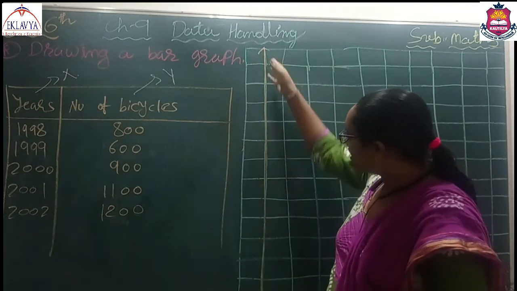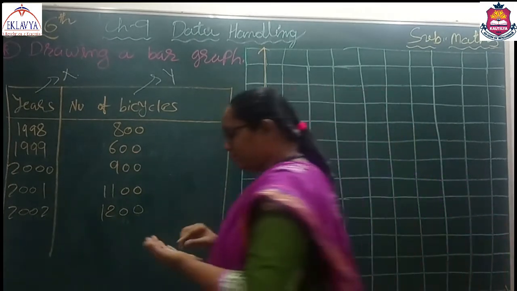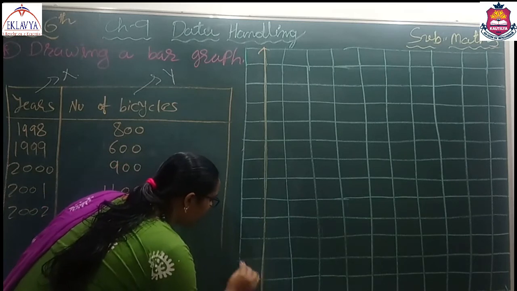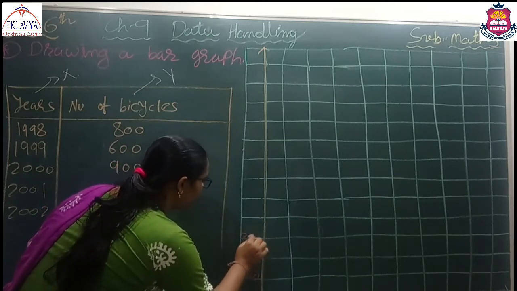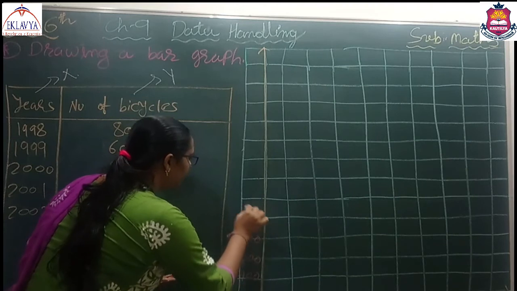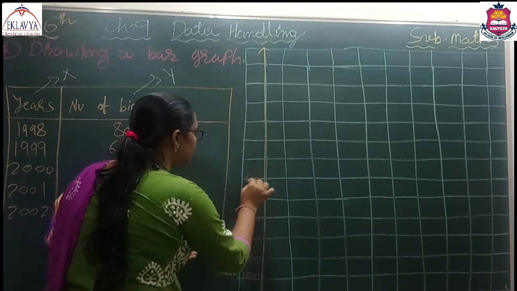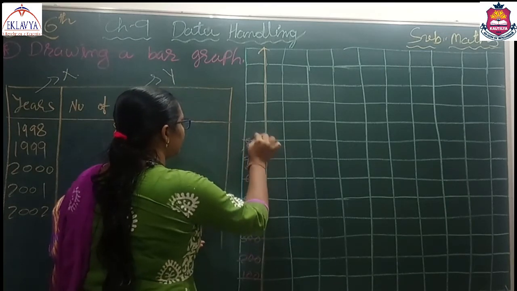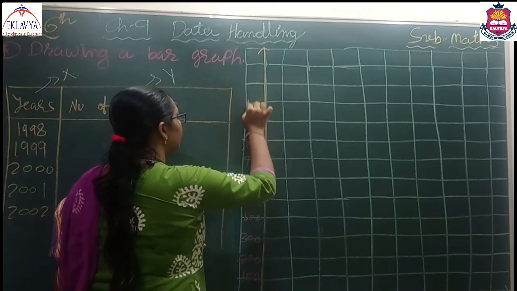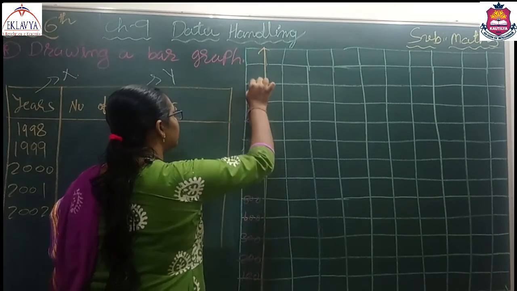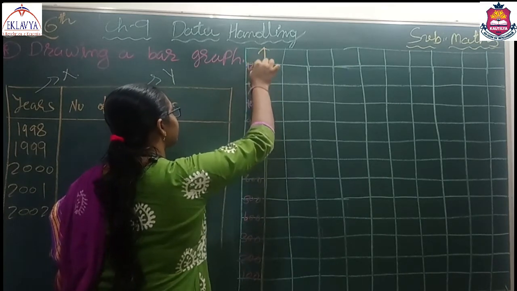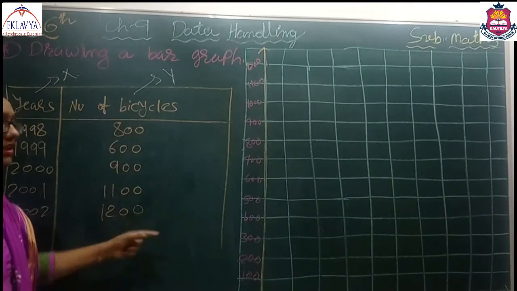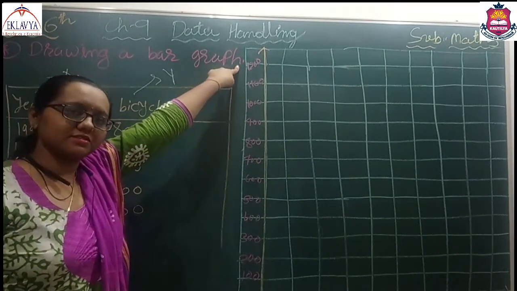So here on the y-axis we will take multiples of 100: 100, 200, 300, 400, 500, 600, 700, 800, 900, 1000, 1100, and last is 1200. We have to see the biggest one. Here the biggest one is 12, so till 12 we will write.